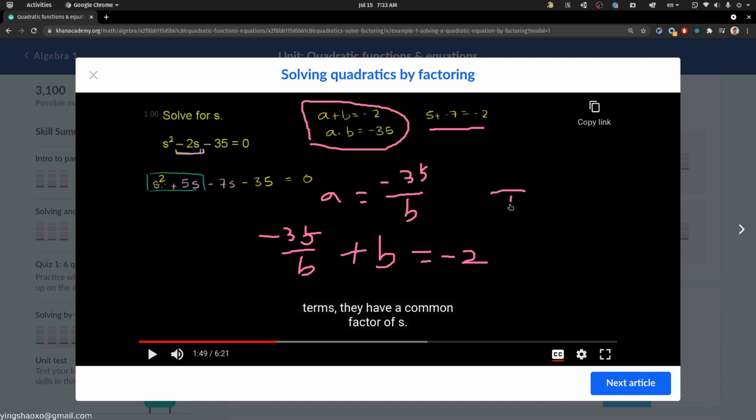So in the end, we will get 35 over b minus b equal to 2. Then we could do more. For example, we could multiply each term by b. So in the end, we will get 35 minus 35b. Oh, sorry, that's not the case. Minus b squared minus 2b equal to 0.